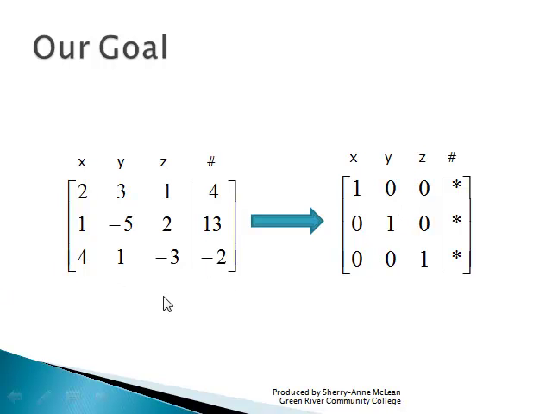Our goal is to take this matrix form of the equation and turn it into reduced row echelon form, or RREF form. That looks like this here. Notice that we have ones down our primary diagonal here, and all other numbers in each column where there's a 1 are zeros.